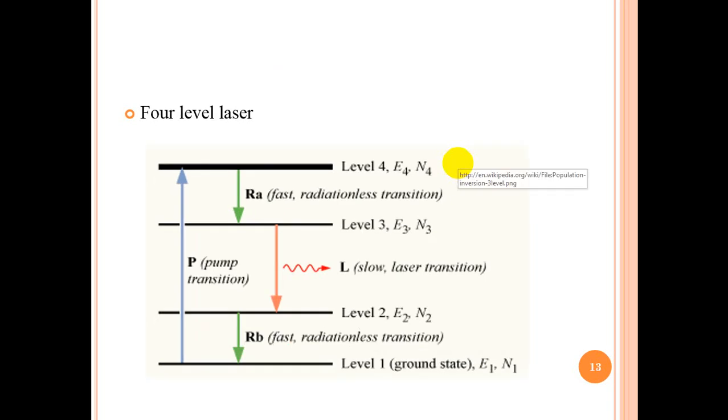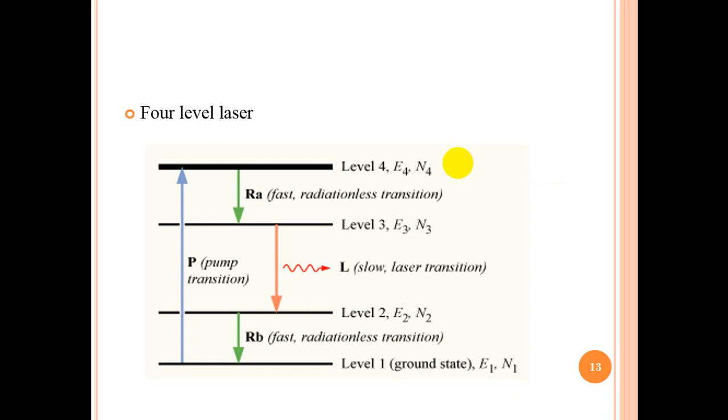Now let us see something about a four-level laser. Here there are four energy levels E1, E2, E3 and E4 and the populations N1, N2, N3 and N4 respectively. In the figure we can see that E1 is less than E2, less than E3 and E4. Here the atoms from the ground state E1 are raised to the excited state E4 with the help of pumping.